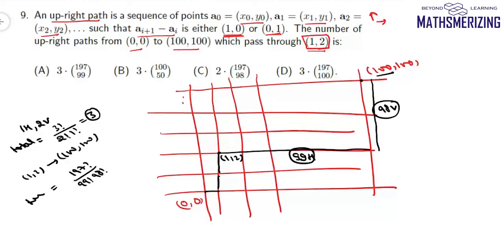So in how many ways can we start from (0, 0) and go up to (100, 100) passing through (1, 2)? The total number of such arrangements will be this number 3 multiplied by 197 factorial upon 99 factorial and 98 factorial, which is simply 3 into 197C99, and that's your option number A.